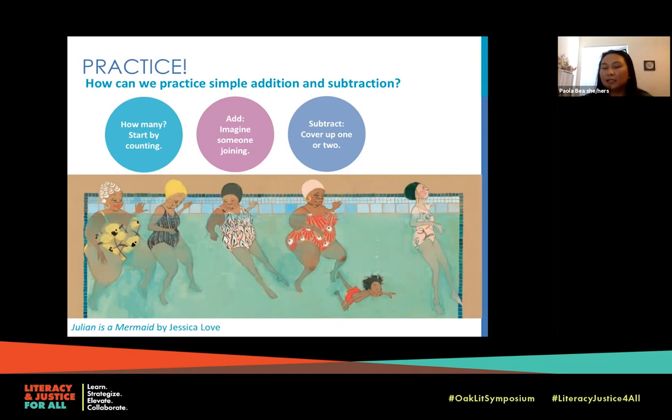Okay. So I'm gonna go ahead and move on. We're gonna practice the addition and subtraction. I'm gonna ask for a brave volunteer to unmute themselves and practice the addition. How can you practice simple addition using this non-math picture book, Julian is a Mermaid by Jessica Love? We have a prompt here to help you. With introducing simple addition, how can you use this page? Can we have a brave volunteer to unmute?